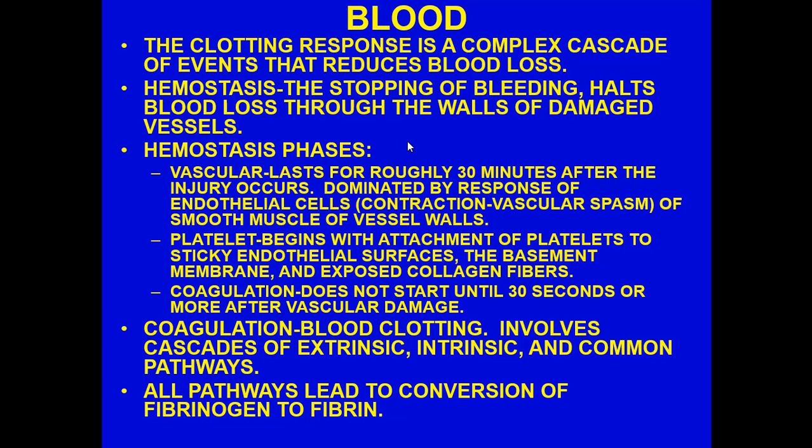When we have coagulation, this is the blood clotting. It involves cascades of extrinsic, intrinsic, and common pathways. This is a cascade, so you have to think about it as one activates another, which activates another, which activates another, which activates another. And these are all clotting proteins that play a particular role.